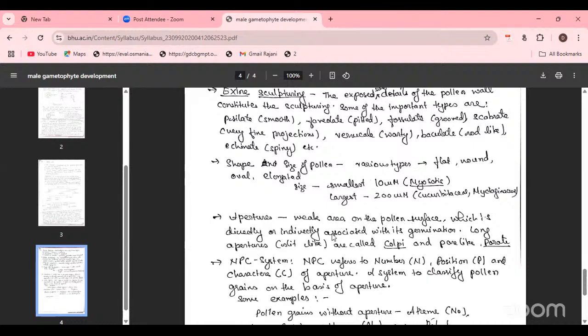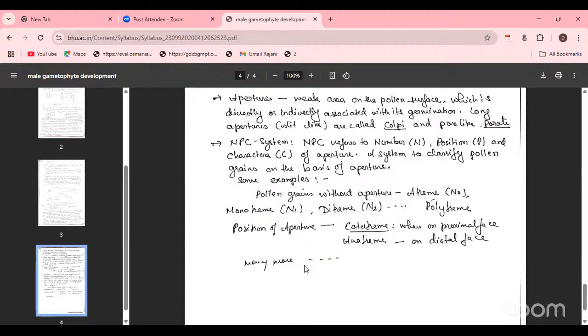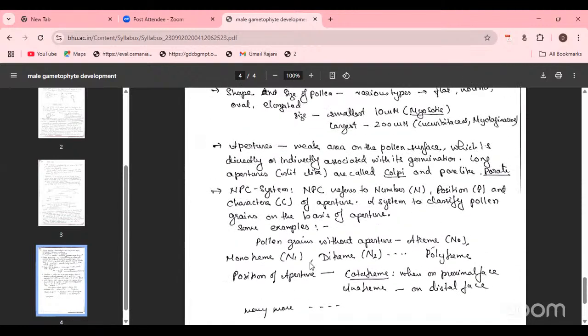On the pollen surface, directly associated with it, the germination apparatus is called pores or pore-like apertures. Another very important one is the NPC system. NPC refers to the number, position and character system. This is the pollen grain aperture number, pollen grain aperture position, and pollen grain aperture character. That is called the NPC system of the aperture.